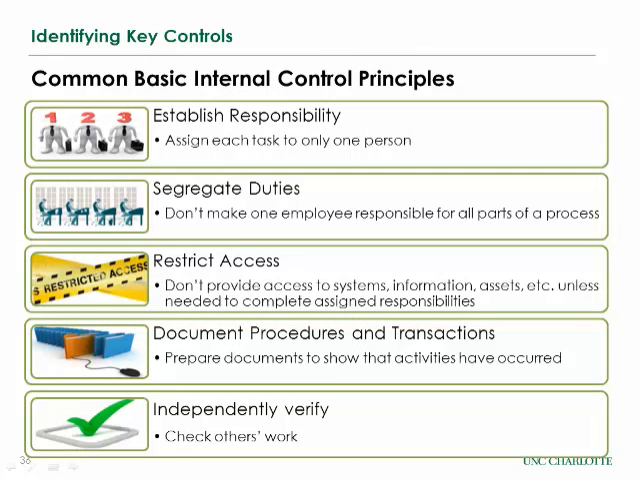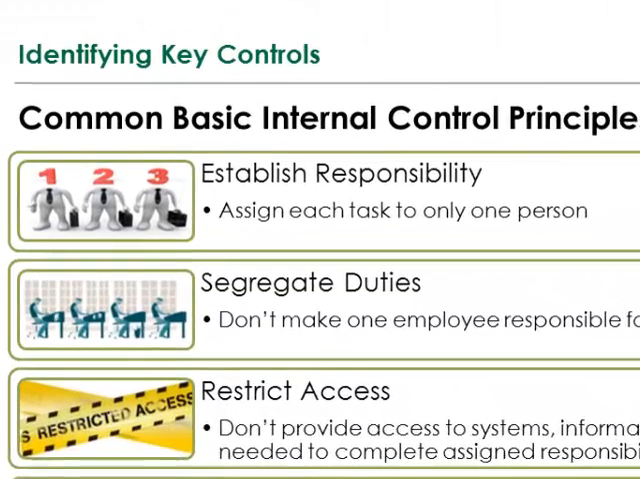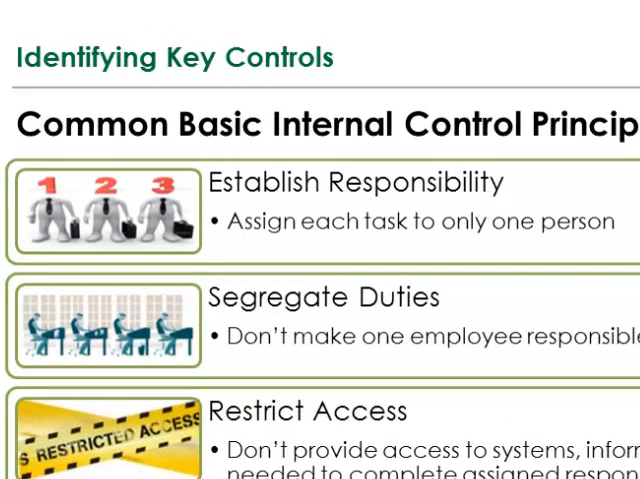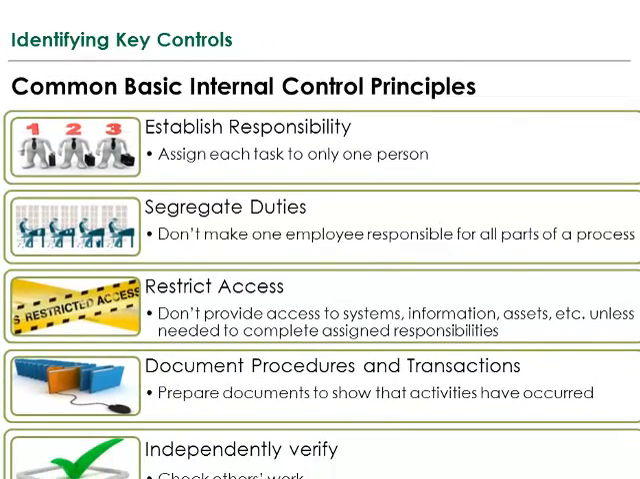Even if none of the rest of the session has stuck with you, and I'm sure it has, there are some basic internal control principles that can be applied on a practical level to any process. 1. Establish responsibility. All key tasks should be assigned, and they should be assigned to only one person. If tasks are not assigned, you run the risk of no one taking responsibility or multiple people doing duplicative work or colluding. 2. Segregate duties.